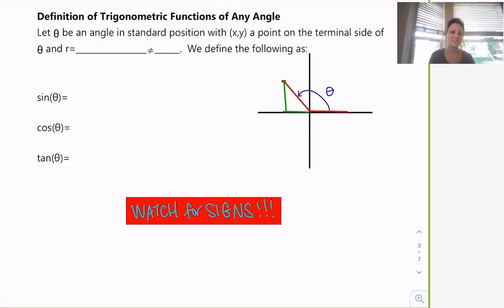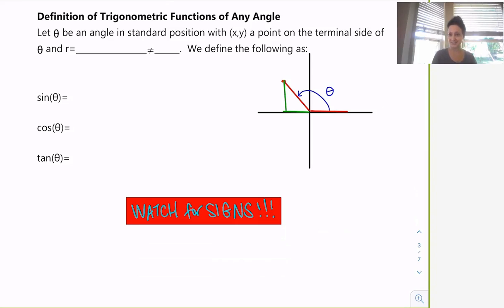Okay, so let's read this definition together. It says, let theta be an angle in standard position with x, y a point on the terminal side of theta, and r, which we're going to figure out in just a bit. We define the following as, so we want to find sine of theta, cosine of theta, tangent of theta. Now that theta might not be acute anymore, so you can see the theta I've drawn is now in quadrant 2, okay? So the way we're going to do this is really look at the reference angle, okay?